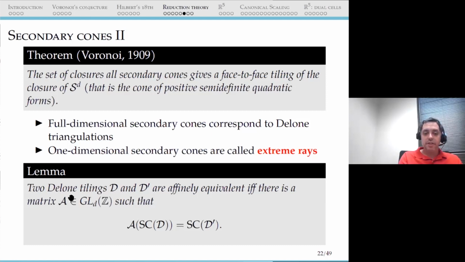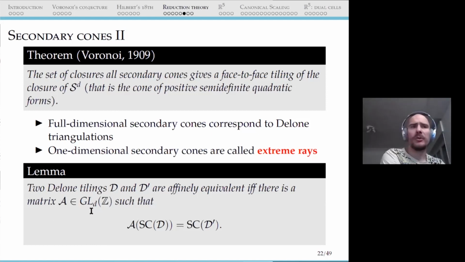And how can we find the classification? Actually, the classification of the corresponding secondary cones is done under the action of this group of invertible integer matrices, and we can show that two Delaunay tilings are equivalent if and only if the corresponding cones are equivalent under the action of this group, right? So there is a matrix that transforms one cone into the other. Okay, so let me show you.